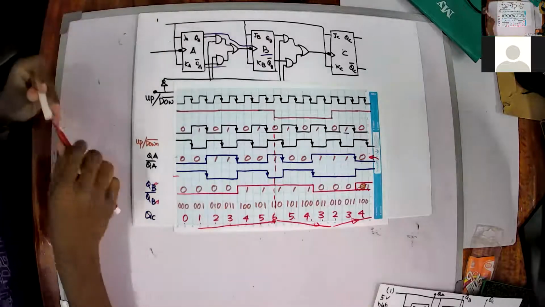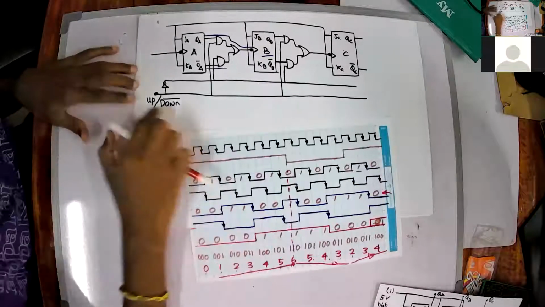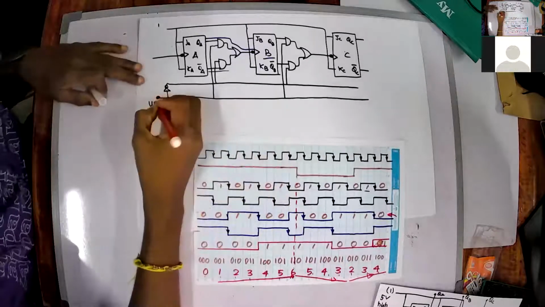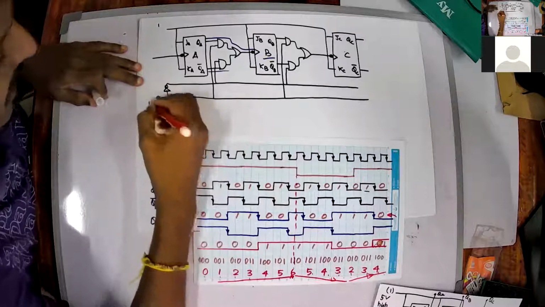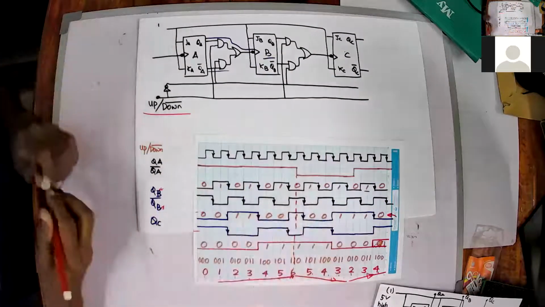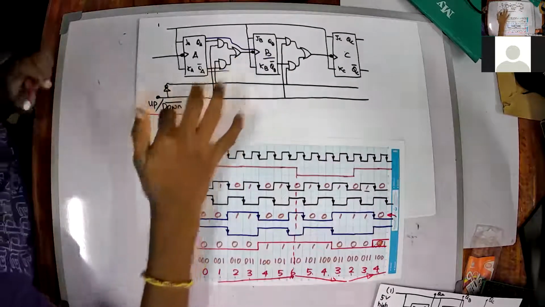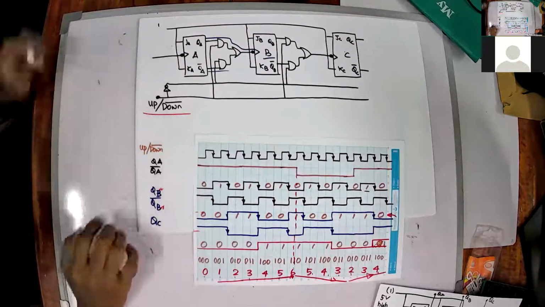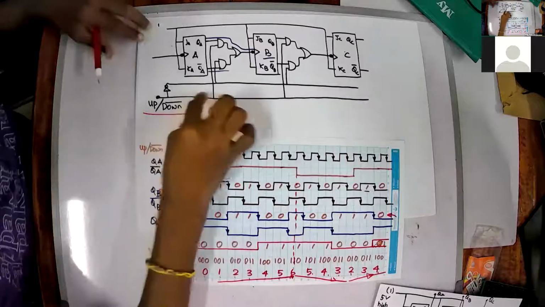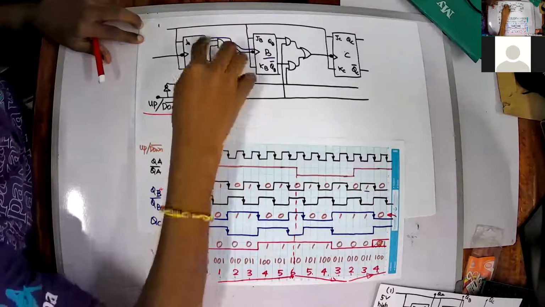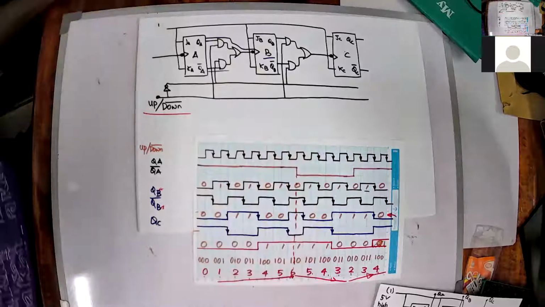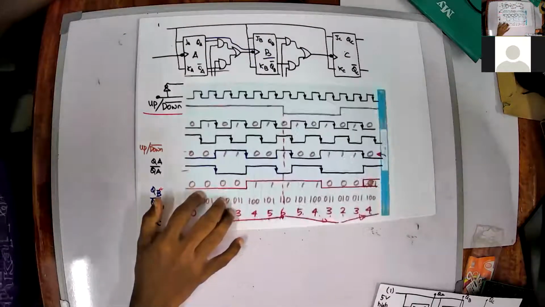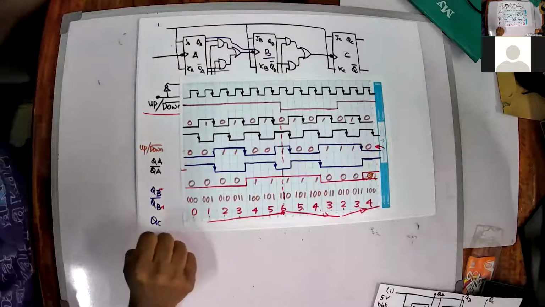So we are simply using a select signal which is up down bar. If the up down bar is high, then your counter has to work as an up counter. If this is low, then your counter has to work as a down counter. It is nothing but choosing your QA and QA bar for the clocking of the next level. So any questions on this one? Any doubts?